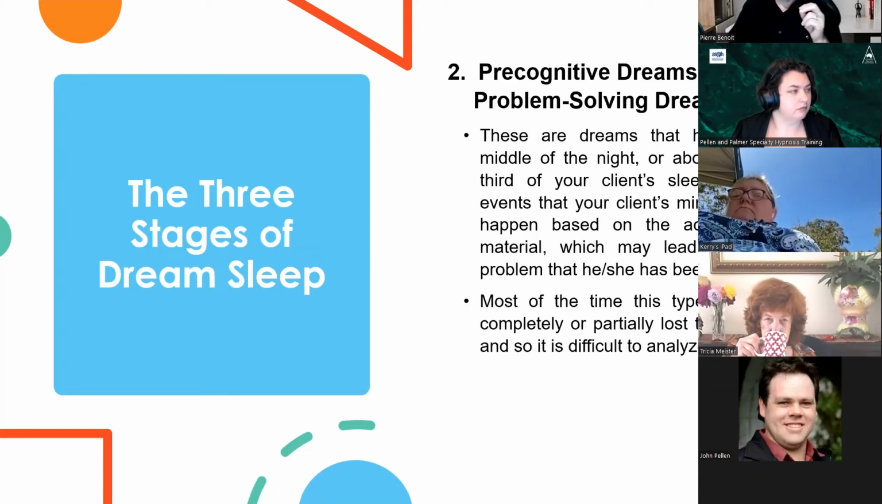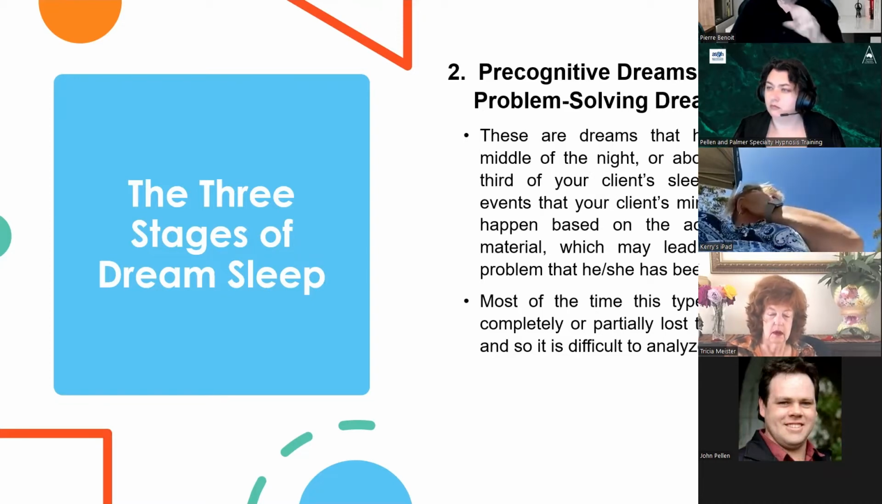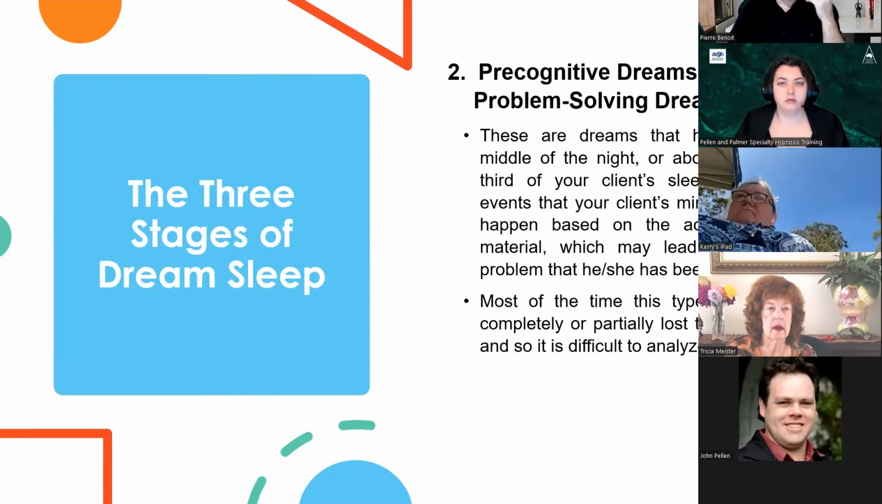The precognitive dreams, or problem-solving dreams, are the dreams that happen in the middle of the night, or about the second third of your client's sleep. These are events that your client's mind predicts will happen based on the accumulation of material which may lead to solving a problem that he or she has been working on. Most of the time, this type of dream is completely or partially lost to memory, so it's very difficult to analyze.